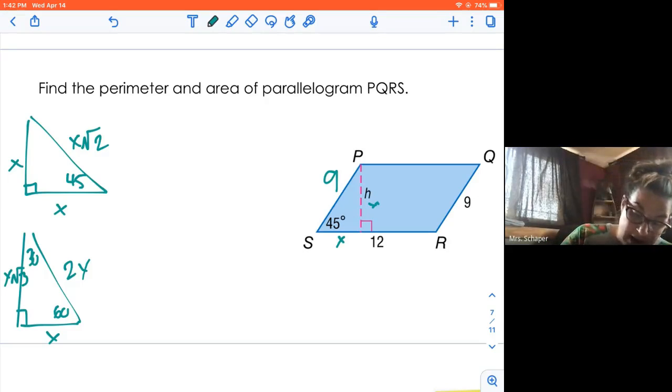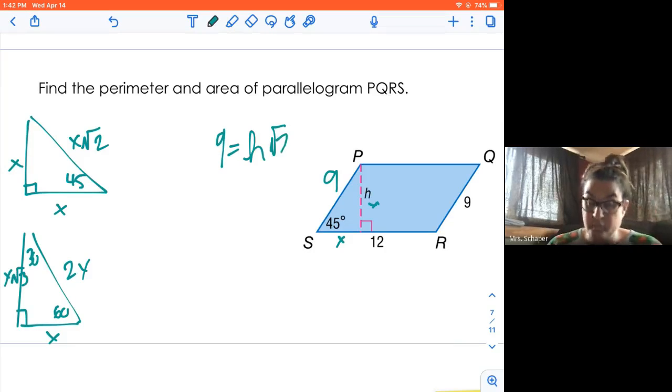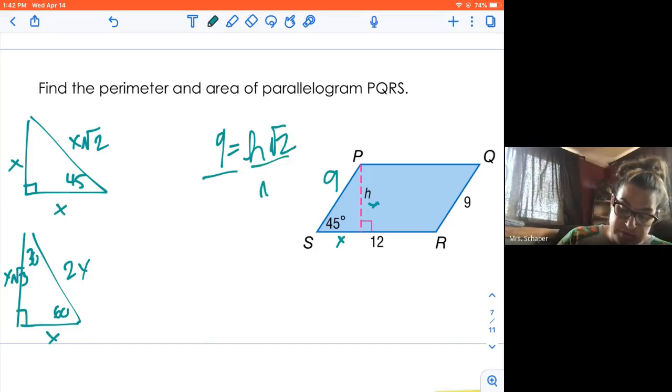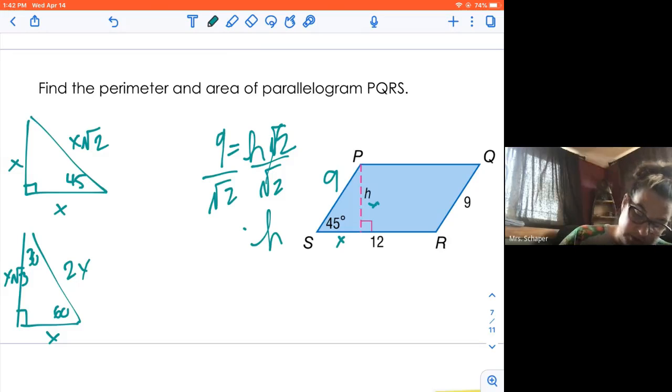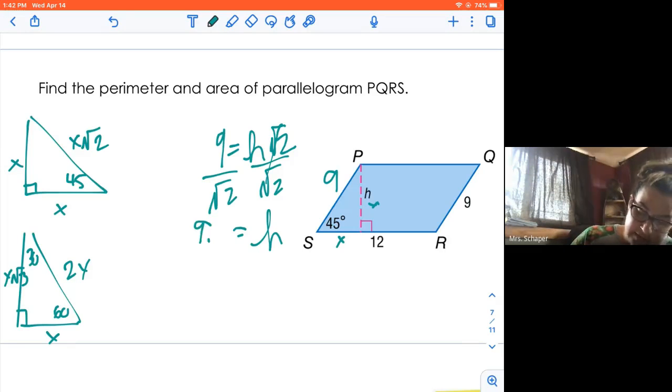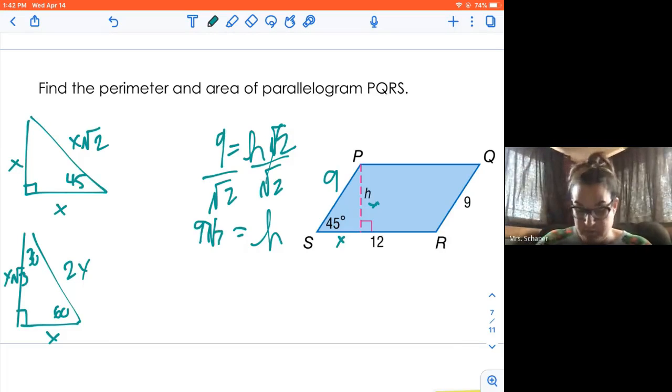So if 9 is equal to h square roots of 2, I can divide both by the square root of 2. So h is equal to 9 square roots of 2, I realize I'm switching my camera here, square roots of 2 over 2. So now I'm able to figure out the area.